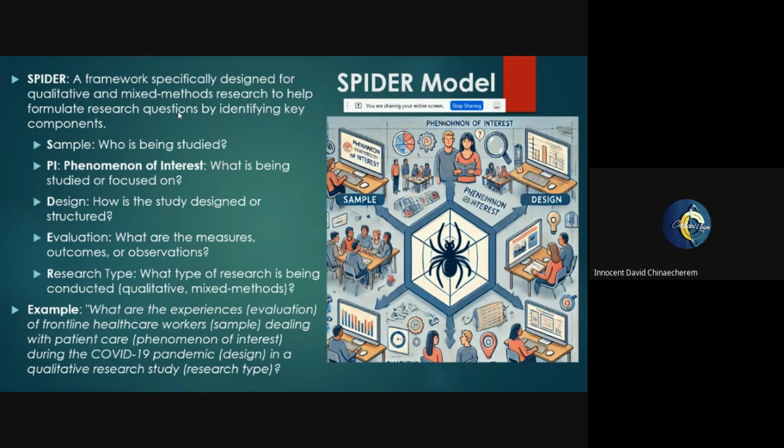So evaluation here is literally the same thing as the outcome in your SPIDER model. And in terms of your research type, it is what type of research is being conducted. Is it qualitative? Is it mixed method or quantitative? Depending on the context where it is being used, right? So here is a clear example. We have what are the experiences, which is the evaluation, of frontline healthcare workers.